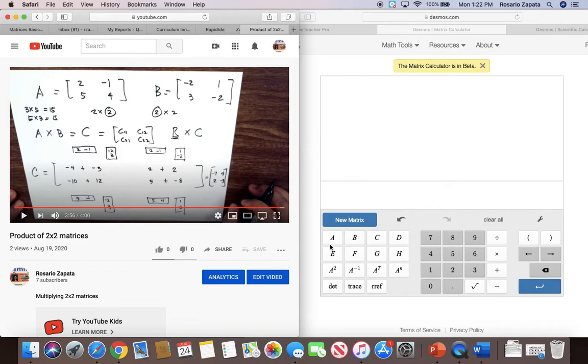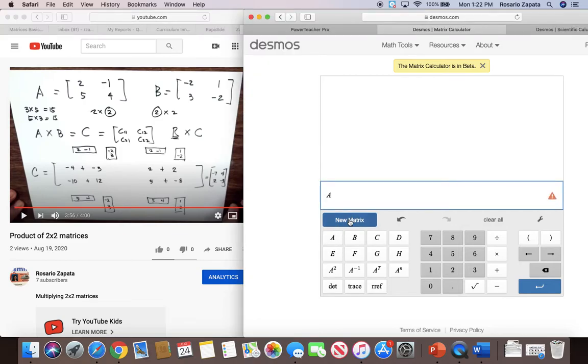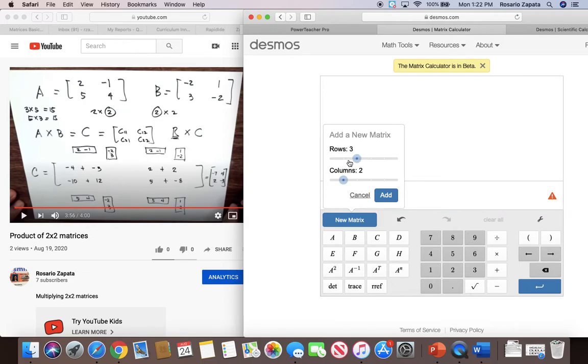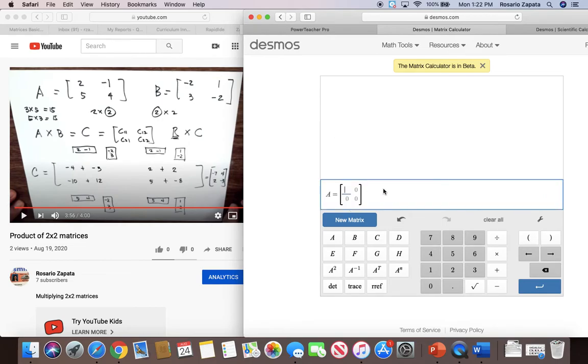First thing we do is to put A and then press new matrix. Our A is a 2 by 2 matrix, so you have 2 rows and 2 columns. All you have to do is to press it in such a way that 2 will appear and then add. Then we write the numbers correspondingly: 2, negative 1, 4, and 5. Then we enter, so it means that our A is this matrix.